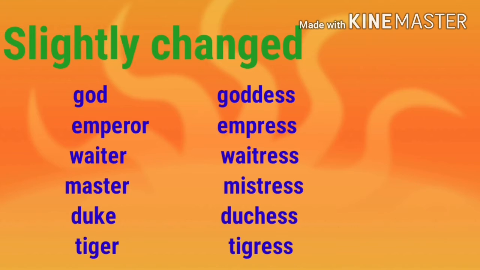Emperor, empress. Third one, waiter, waitress. Master, mistress. Duke is masculine, duchess is feminine. Tiger, tigress. So sometimes the form is slightly changed before ESS is added.